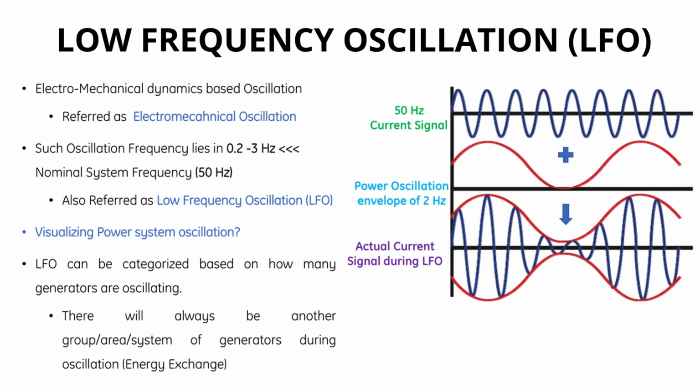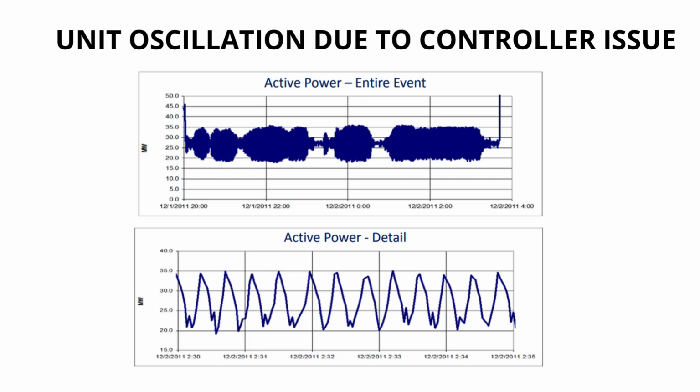And the oscillations we're talking about are these low-frequency oscillations, LFOs. Yeah, 0.2 to 3 hertz, much slower than the 50-60 hertz power frequency. Exactly. These LFOs represent energy sloshing back and forth between different groups of generators or different regions of the grid. It's the generator rotors swinging relative to each other. The material notes you usually see one group swinging against another. And it also mentions unit oscillation due to controller issues. So sometimes it's not the whole system, but maybe one generator's control is causing problems.